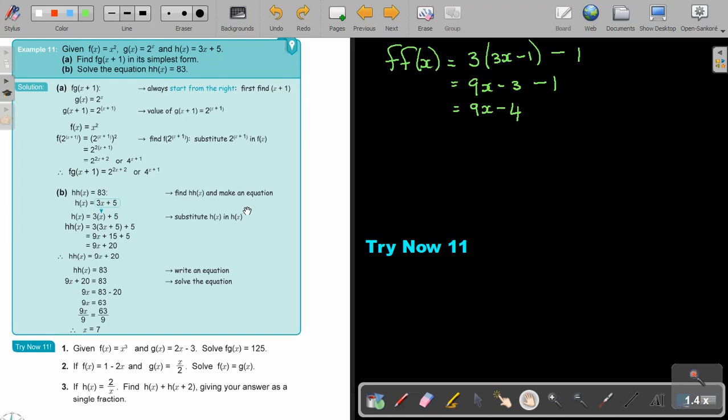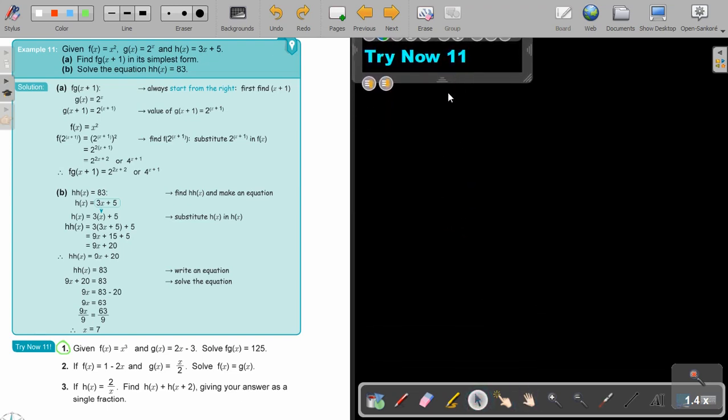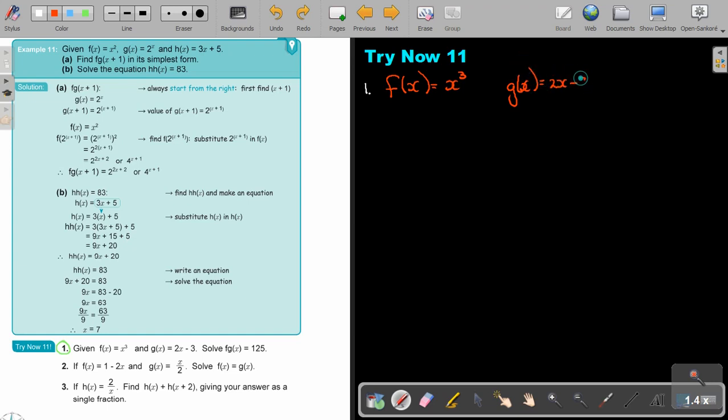I want you to stop the video and I just want you to do number 1. You can continue the video as soon as you are finished. Number 1. Okay, if I'm asking you, I give you the functions. I just want to write it first. f(x) = x³ and g(x) = 2x - 3, and I ask you to find fg(x) equals 125.